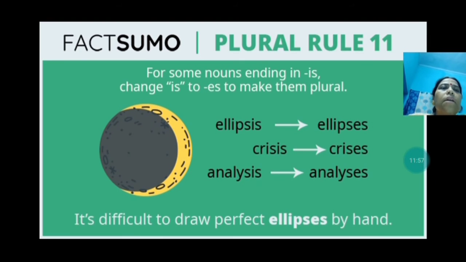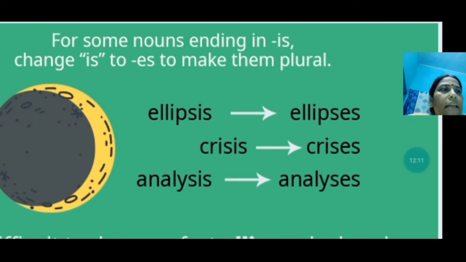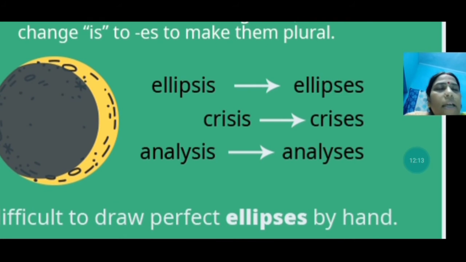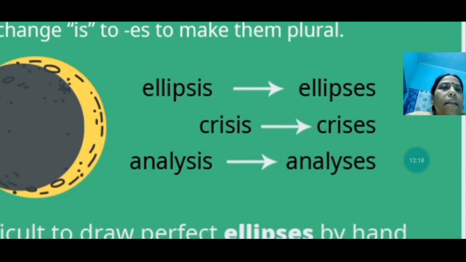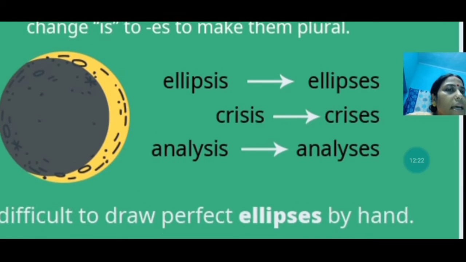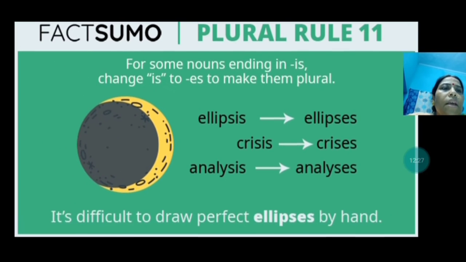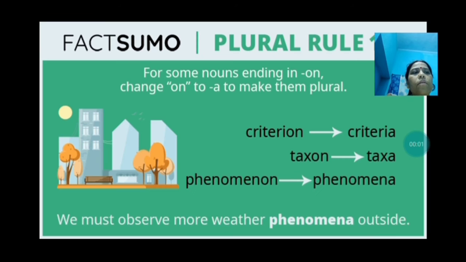Then for some nouns ending in IS, what happens? Change IS to ES to make them plural. Like ellipsis. It has ended with IS. We will remove IS and add ES. That means singular is ellipsis and plural is ellipses. Crisis, crises. Analysis, analyses. So we make the plural by removing IS.